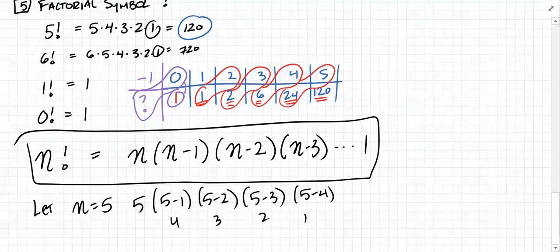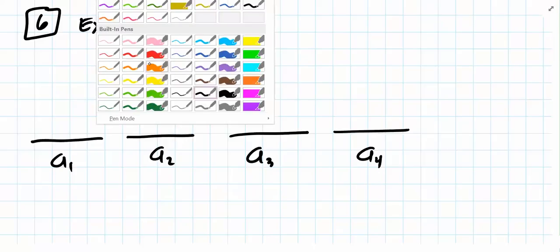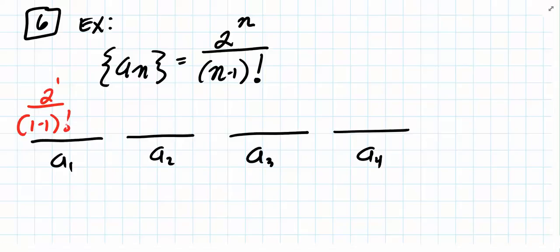We have to have some understanding of the factorial symbol to write out sequences that have factorials in them, like this one. Write the first 4 terms of 2 to the n over n minus 1 factorial. We do the same exact process that we did before. So this is going to be 2 to the first all over 1 minus 1 factorial. What's 2 to the first? 2. What's 1 minus 1? 0. What's 0 factorial? We just learned that one. So this is nothing more than 2 over 1. So my first term is worth 2. Let's do the second term.